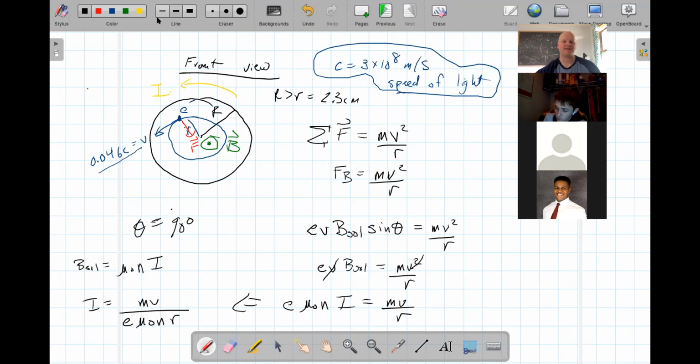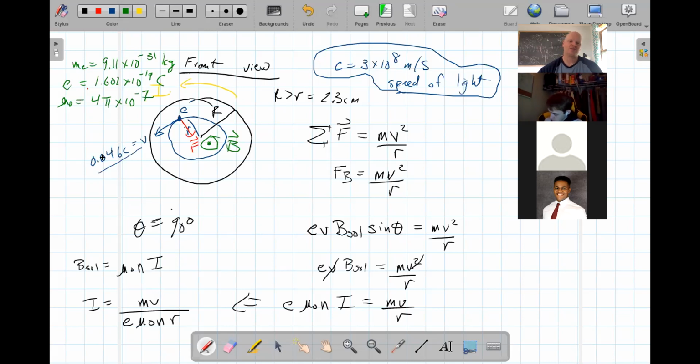Here, the mass is the mass of the electron. So just to remind you, the mass of the electron is equal to 9.11 times 10 to the minus 31 kilograms. The charge of the electron is equal to 1.602 times 10 to the minus 19 coulombs. Mu naught is equal to 4 pi times 10 to the minus 7. So these are all my constants.